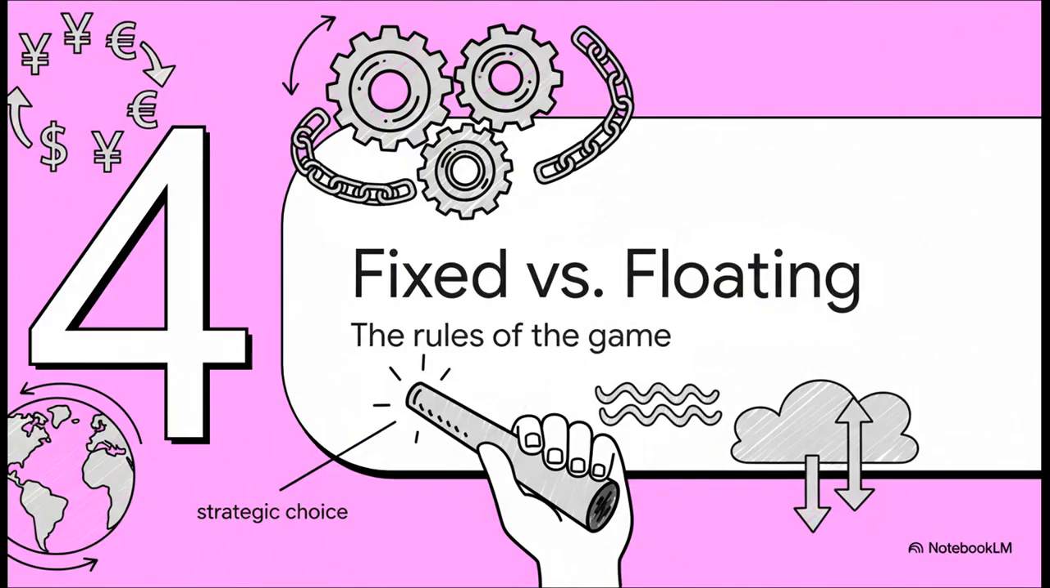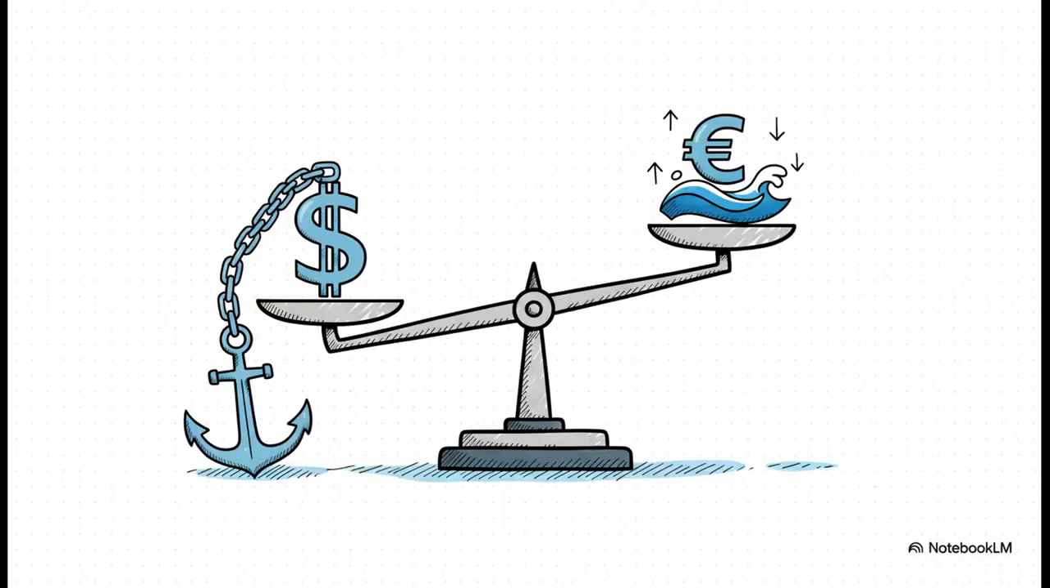Okay, last big piece of the puzzle here. Not every currency plays by the same set of rules. Every country makes a really important strategic choice about how its currency is going to behave in this giant global market. We call this the exchange rate regime. You've basically got two ends of the spectrum: fixed and floating. With a fixed regime, a country pegs its currency to something else, like the US dollar. The big advantage there is stability and predictability, which is great for trade.